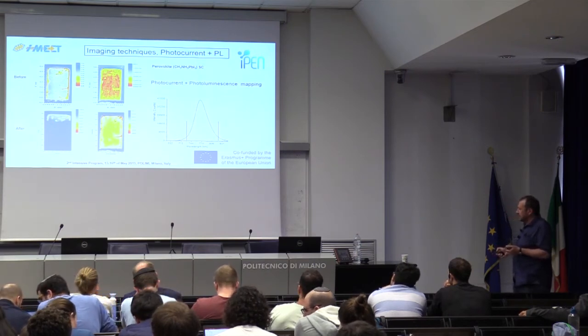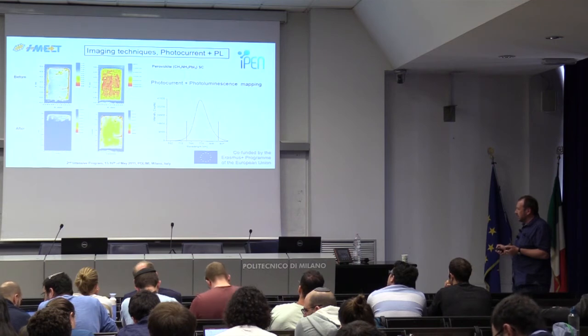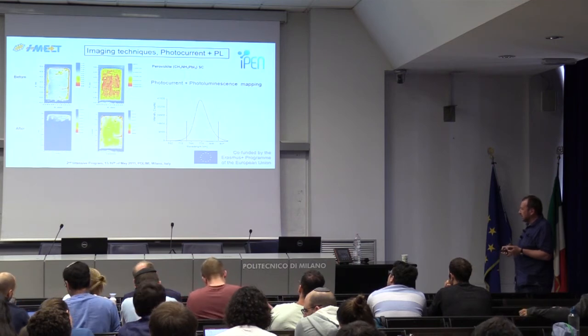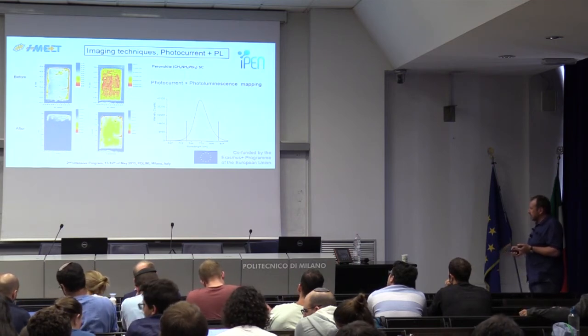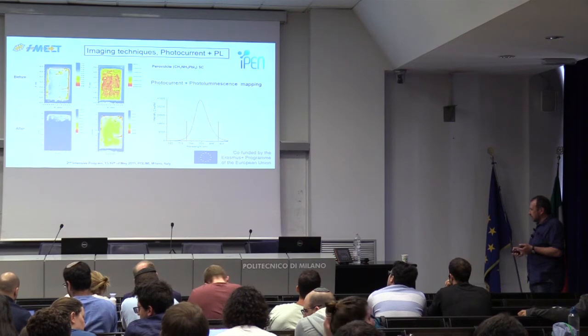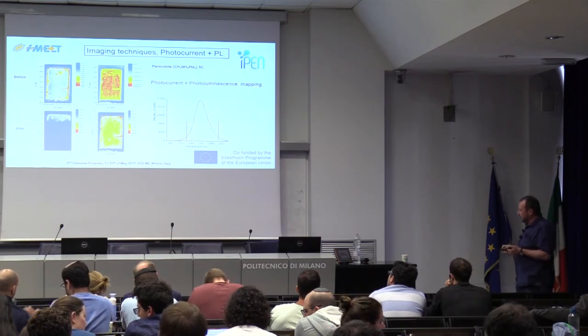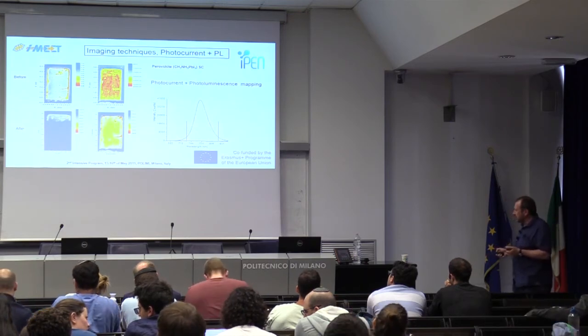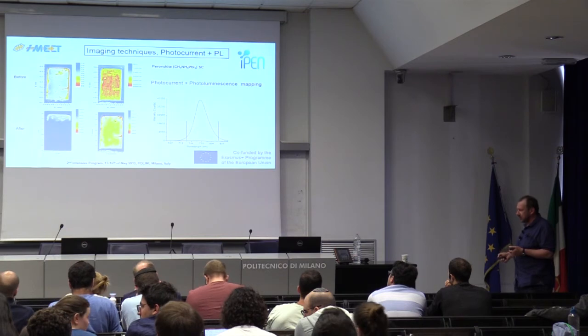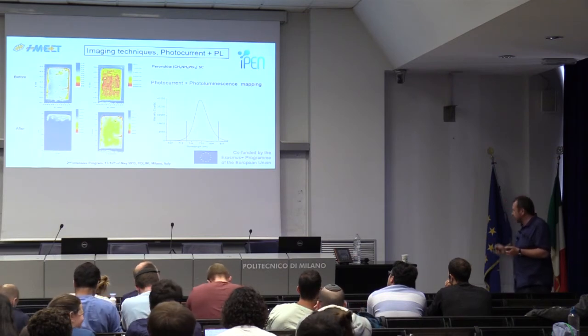mapping. Here you see the sample before and after aging. Actually, the active layer of the perovskite cell is still working very well. Nothing happened to it because the luminescence is homogeneous, but there is no current produced. So you know that an interface has been damaged.